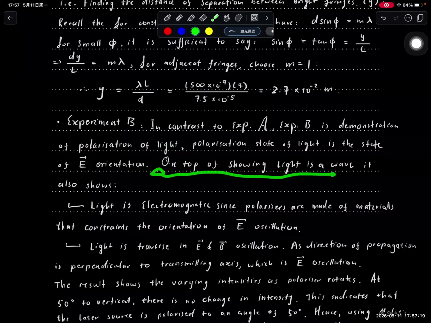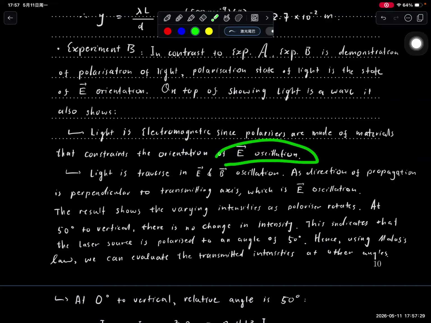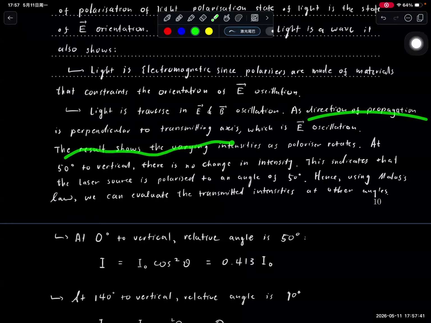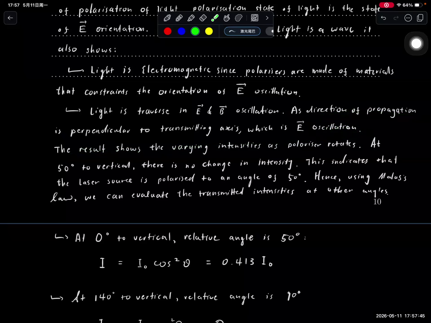So on top of showing light is a wave, it also shows light is electromagnetic, since polarizers are made of materials that constrain the orientation of electric field oscillations. The second thing is light is transverse, right? It has to be a transverse wave to be polarized. Otherwise, polarization doesn't even apply. The direction of propagation is perpendicular to the transmitting axis, which is the electric field oscillation. So the result shows varying intensities.